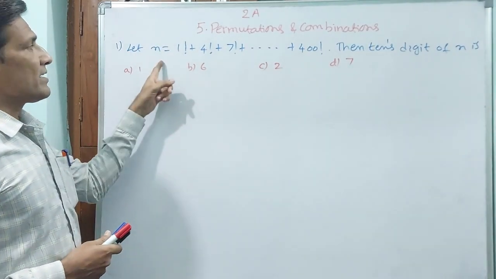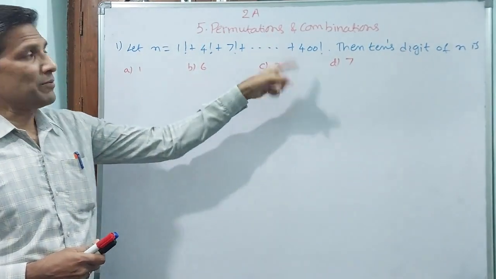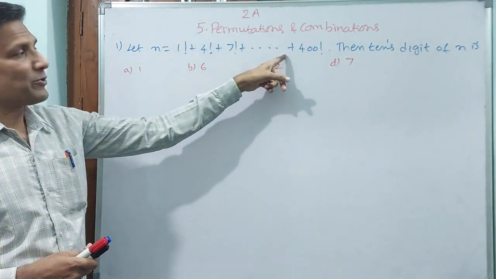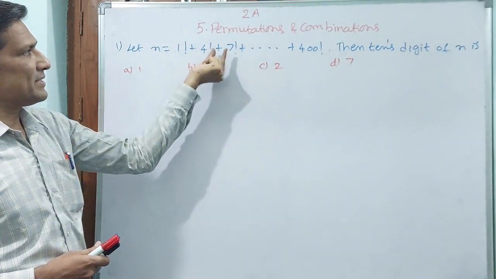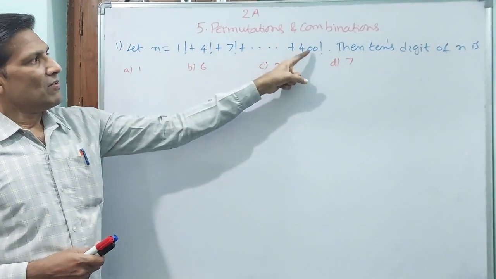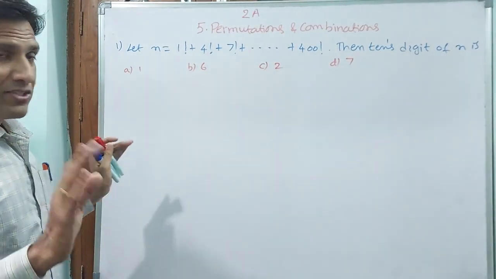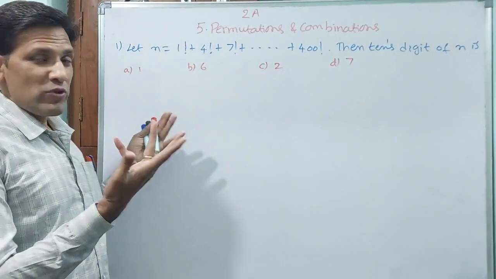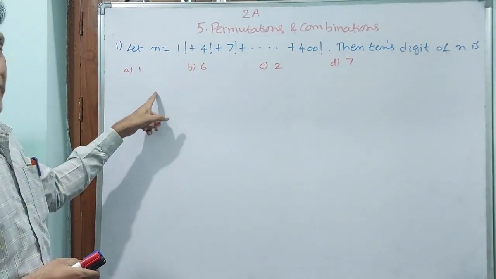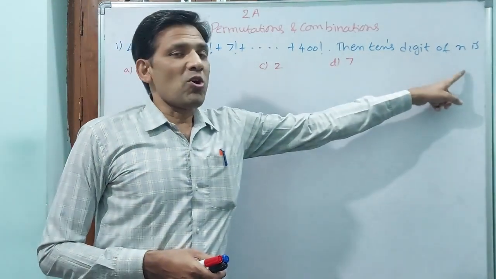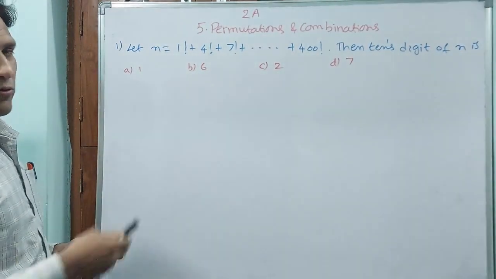See, let n be equal to 1 factorial plus 4 factorial plus 7 factorial plus up to 400 factorial. That means before 397 factorial, 10 factorial will come. Why? Because 1 plus 3 is 4, 4 plus 3 is 7, 7 plus 3 is 10, and 400 minus 3 is 397 factorial. Like that, you have to understand. But they are not asking for n. We cannot find n, it will be very big. But what they are asking is the tens digit of n. Can we find it? We can, because there is a logic. See how we are going to proceed.